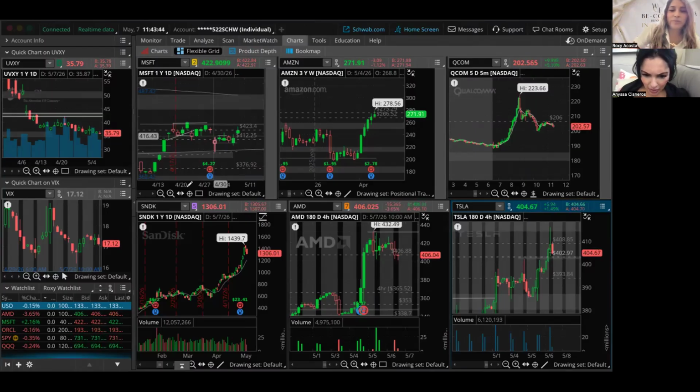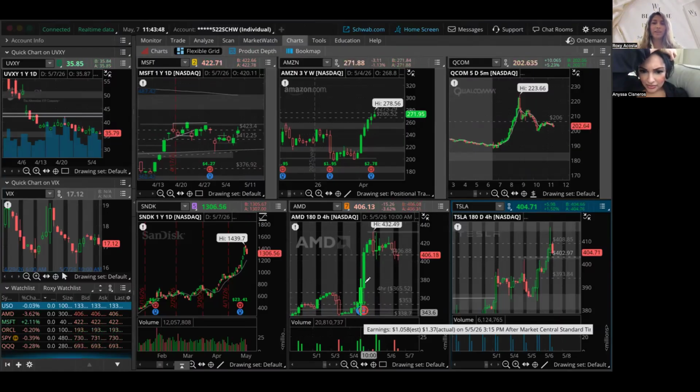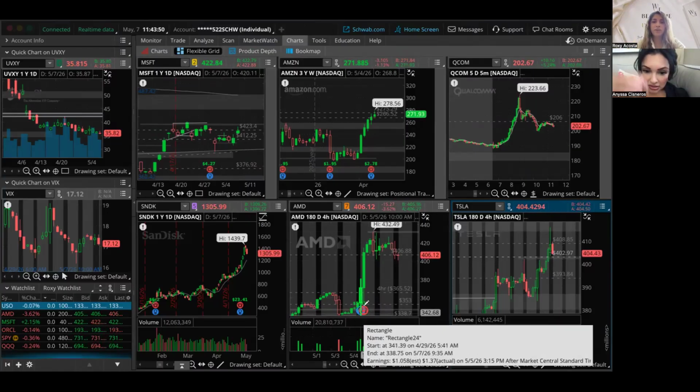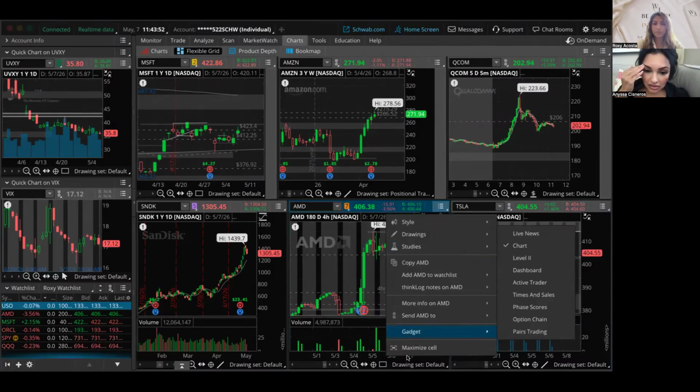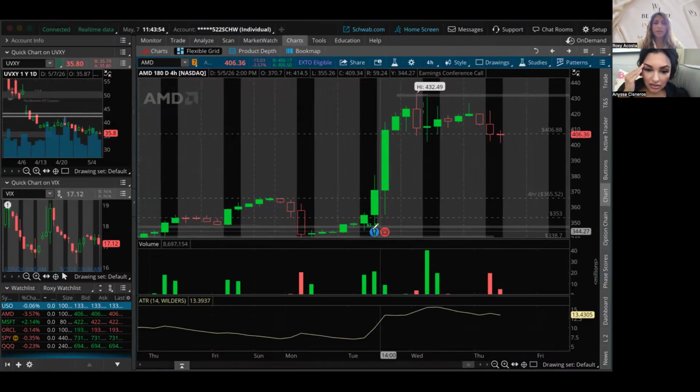That was like $340, almost a $100 jump. They had earnings. If you look at these little bubbles here, they had earnings, and they beat earnings really well. So what does that earnings mean?